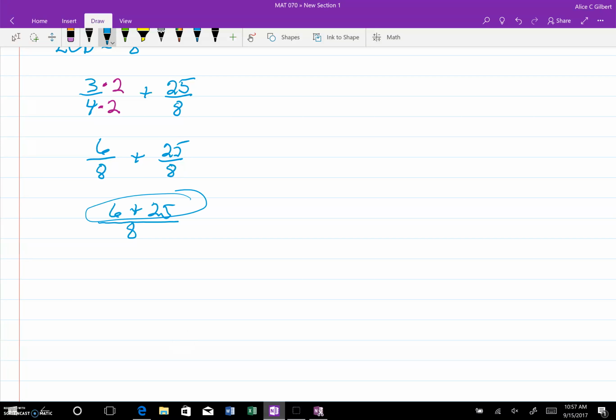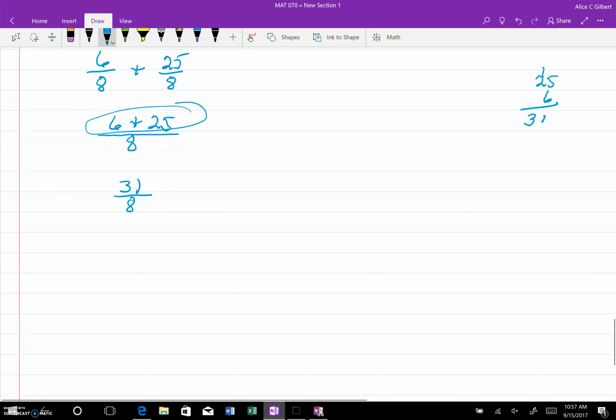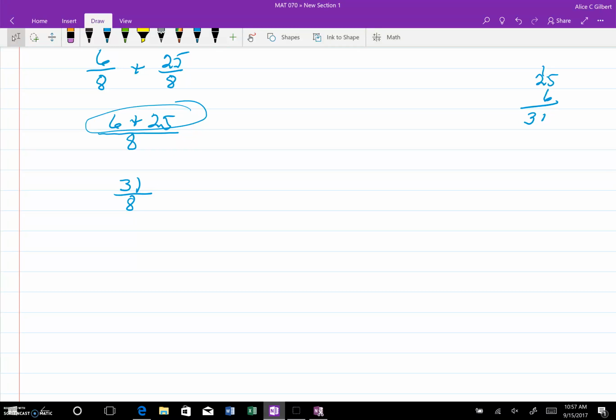Now my numerator, it's an addition problem whose signs are the same. So I add the numbers and keep the sign, in this case 6 plus 25. So 8 goes into 31. Darn, if it was 32, it'd be 4 times. So it's going to have to be 3. And that leaves me with 7 left over. That becomes my new numerator. And 8 is my denominator. And that's my final answer.